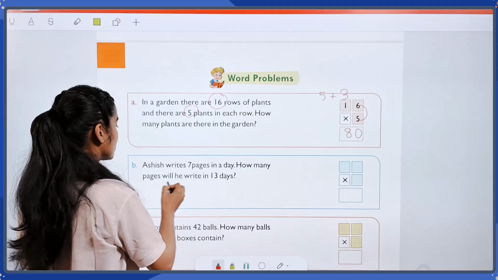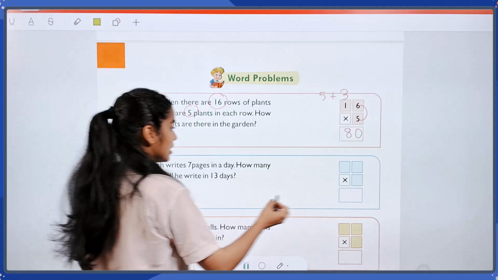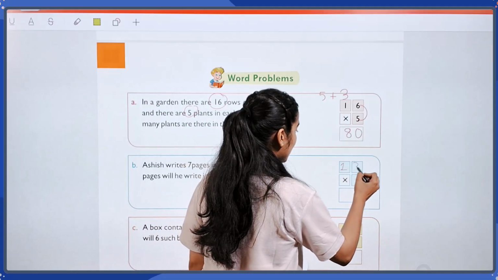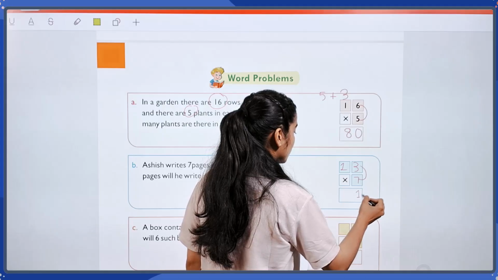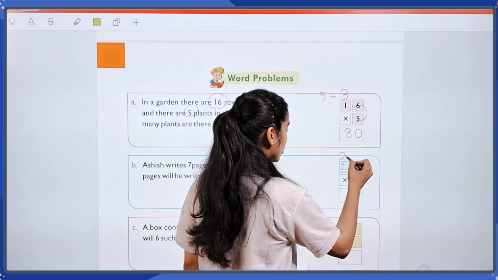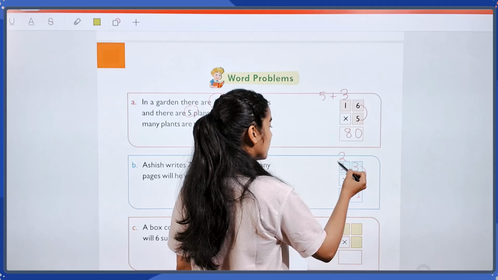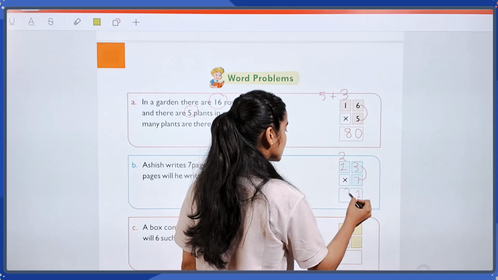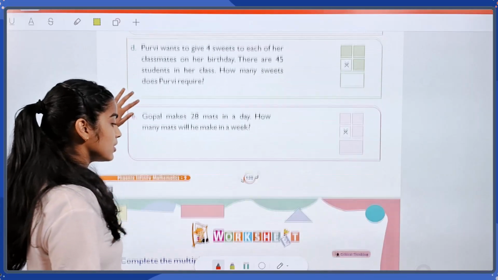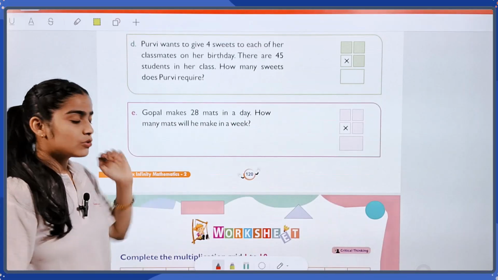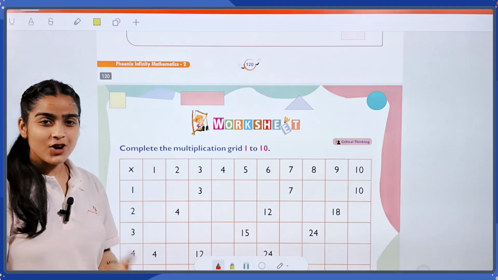Next we have, Ashish writes 7 pages in a day. How many pages will he write in 13 days? So we write 13 here and then we multiply 7 with it. So 7 threes are 21. We write only 1. 2 will be on top of it. 7 multiplied by 1 is 7. 7 plus 2 is 9. So the answer is 91. In the same way you have to solve the rest of the questions you have, and now we have our worksheet.